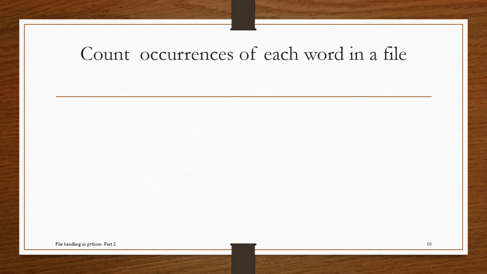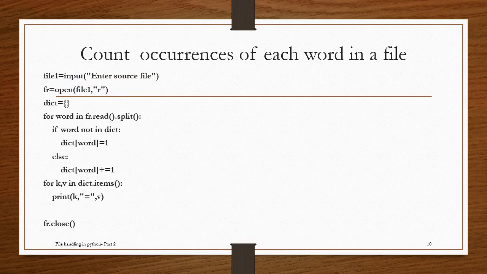Now let's see another example, to count the occurrence of each word in a file. We have done this program without using a file. Now we are using the concept of files also in this program. Here comes the program. Here I'm asking the user to enter a file name, and in the next statement, we are opening the file in the read mode. Same concept is used here. We are creating a dictionary to store key value pairs. The key will be the word and the value will be the number of times the word occurred in that particular file.